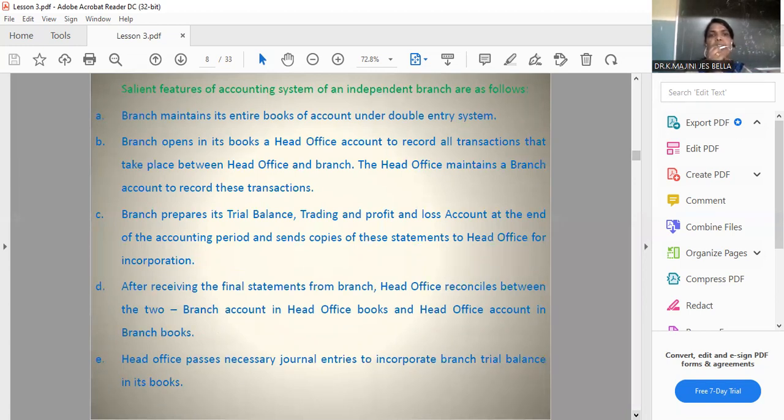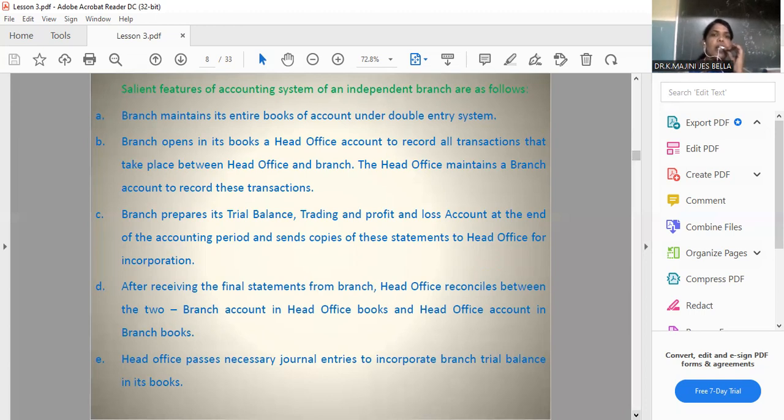Next, we can see the salient features of the accounting system of an independent branch are as follows. A branch maintains its entire books of accounts under the double entry system. The next point is the branch opens in its books a head office account to record all transactions that take place between head office and the branch. The head office maintains a branch account to record these transactions.